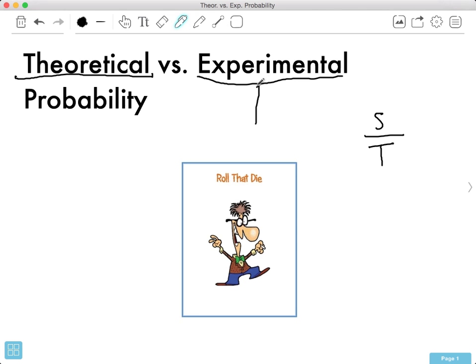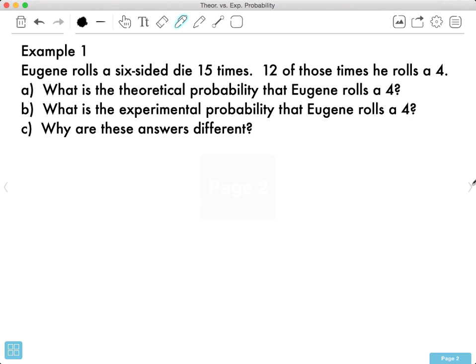So again, experimental probability is based on what happened in an experiment you performed in the past, whereas theoretical is based on what should happen according to the total number of outcomes in the future. So we've got an example to look at the difference between these.